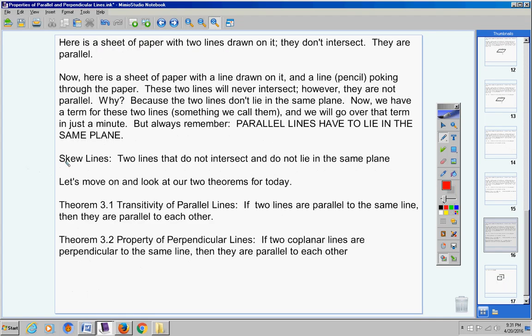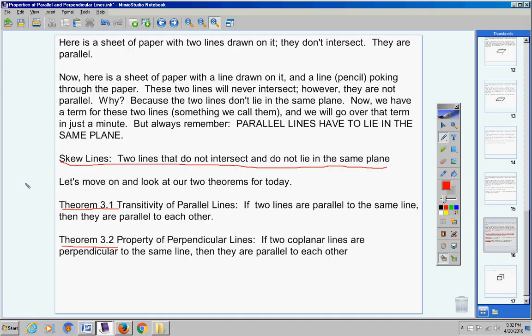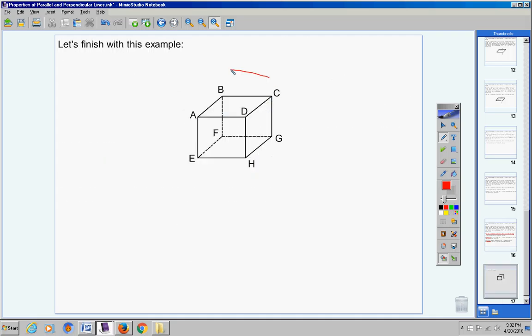This will be on your quiz, fill in the blanks, skew lines. This will be on your quiz, fill in the blank, and this will be on your quiz, fill in the blank. If I'm going too fast, just pause the video and back it up. And moving on. That should be it. Now, I might give you a box like this, I'm not sure yet, and ask you to identify skew lines, perpendicular lines, parallel lines, etc.